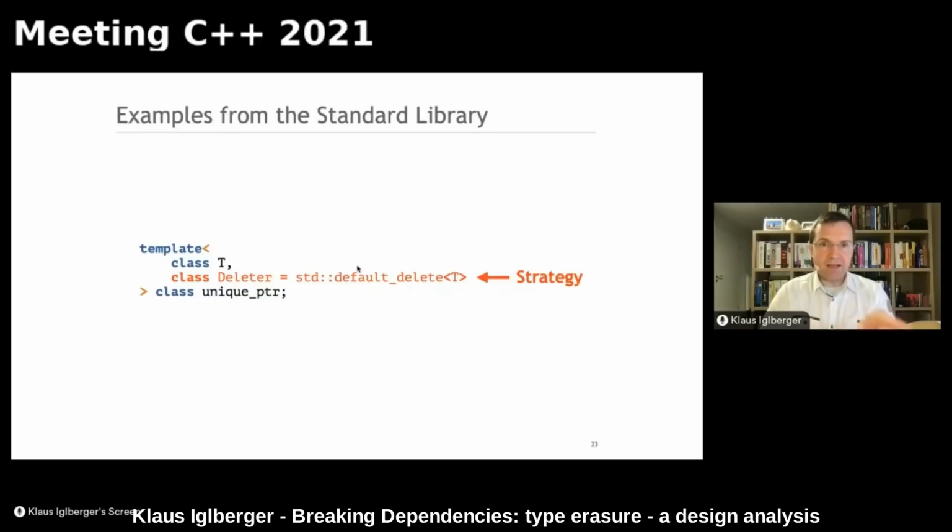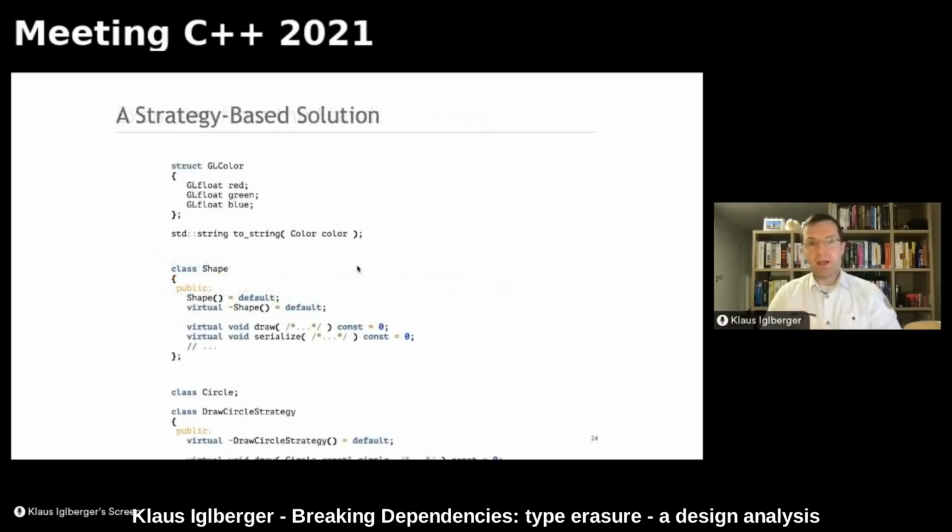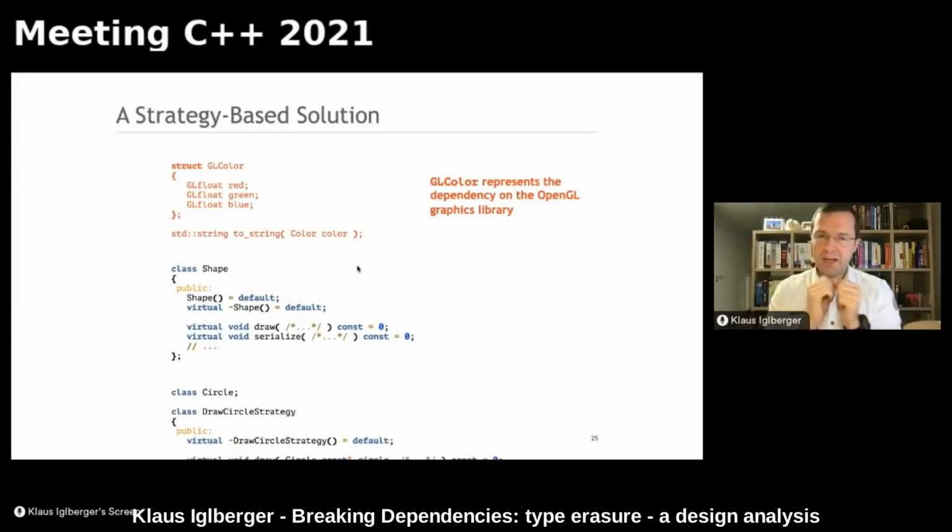So let's apply that to our toy example, to the drawing shapes example. Now I start with a glcolor. That little piece of code is now supposed to represent some dependency on OpenGL. It's an example. So it's small, it's not very specific, but please imagine that this could, of course, be something much bigger. It represents this dependency only.